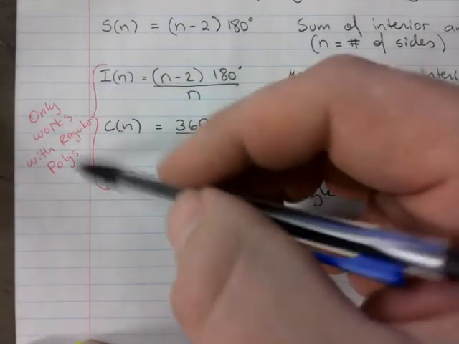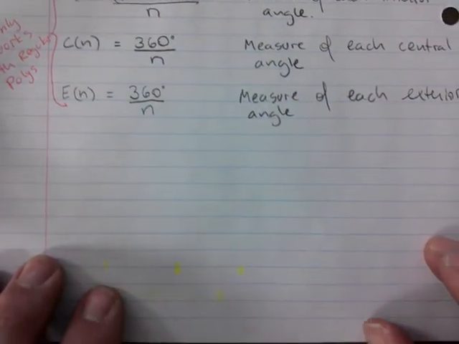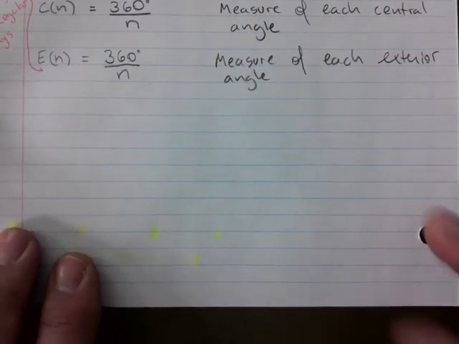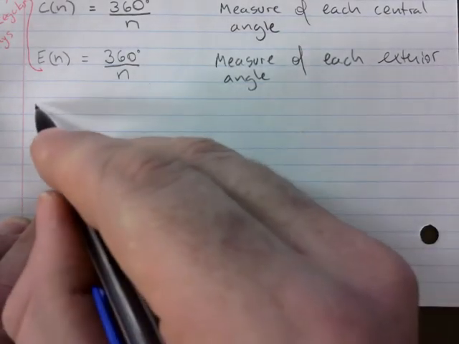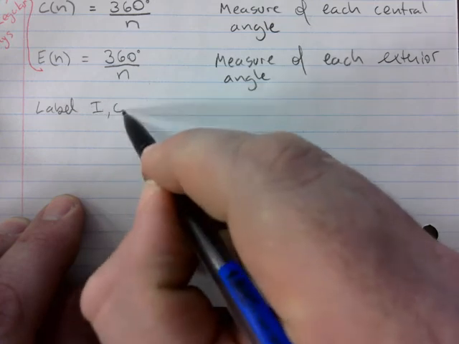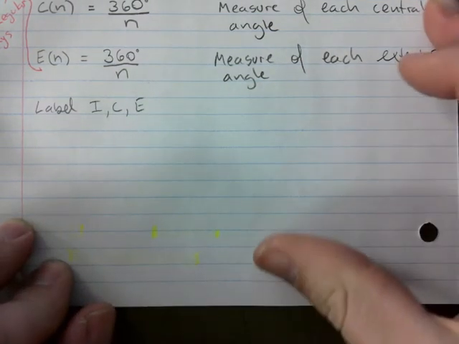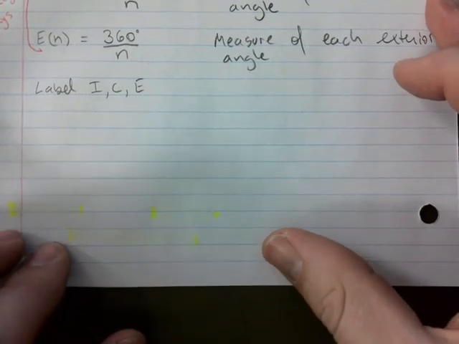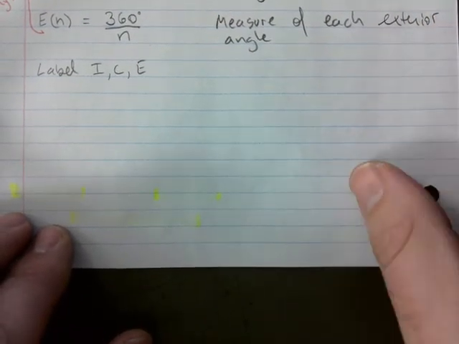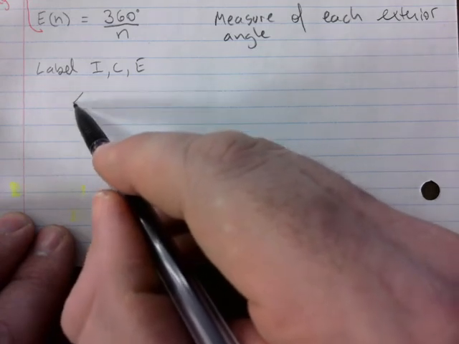Make sure you do that, right? These only work with regular. I's only works with regular. All right. Label I's. Those are the only ones you can label on a diagram. So what we're going to try is a pentagon. Let's see if we can do that.